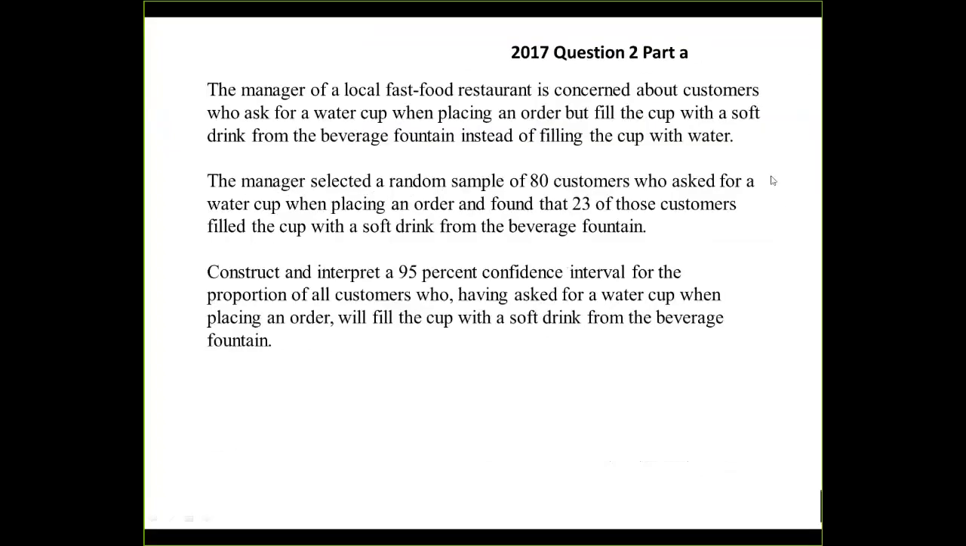This comes from the 2017 exam. It's about a manager of a local fast food restaurant who's worried about people getting a water cup and then filling it with soft drinks. And so he decided to do a small test, and he took a sample of 80 customers. And he kept an eye on them and found out that 23 of the customers filled with the soft drink from the beverage fountain. So the question was to construct and interpret a 95% confidence interval for the proportion of all customers who have asked for a water cup when placing an order and will fill it with a soft drink from the beverage fountain.